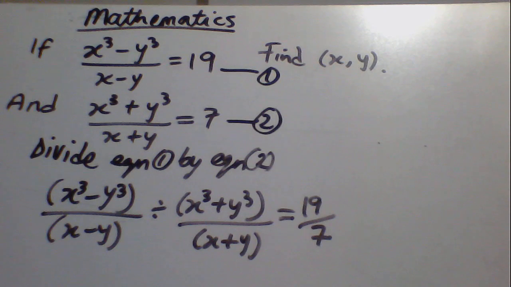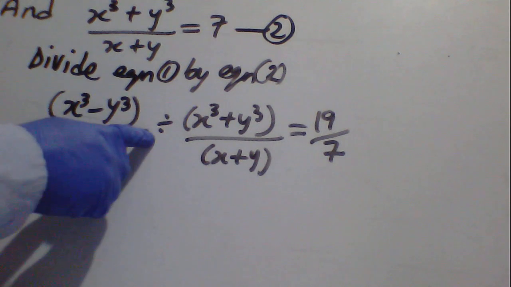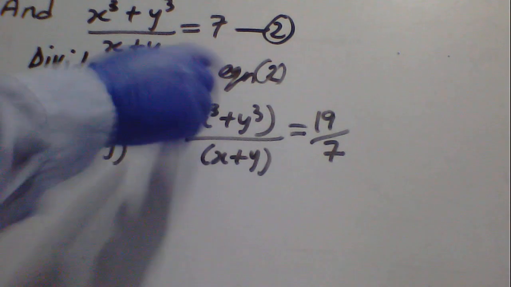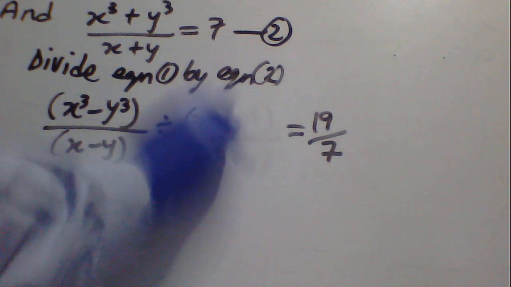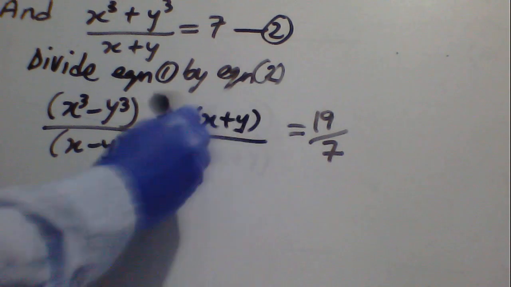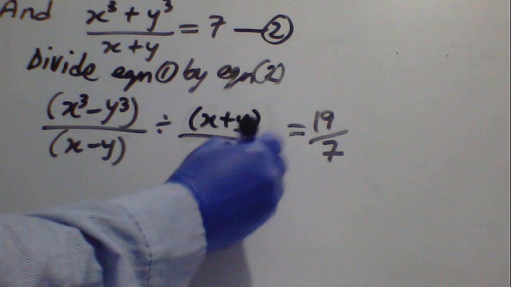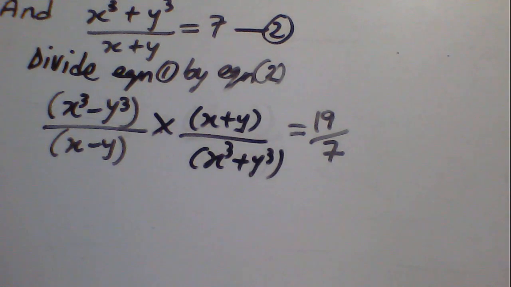So the next thing is to simplify the equation. Notice that this is a fraction division, so it will invert. When it inverts, this will become the numerator and the other one will become the denominator. So in this case, we have (s + y)/(s^3 + y^3), and the division changes to multiplication.